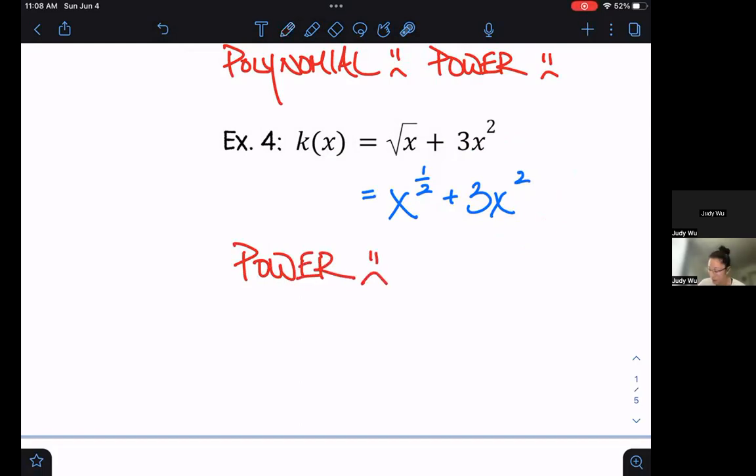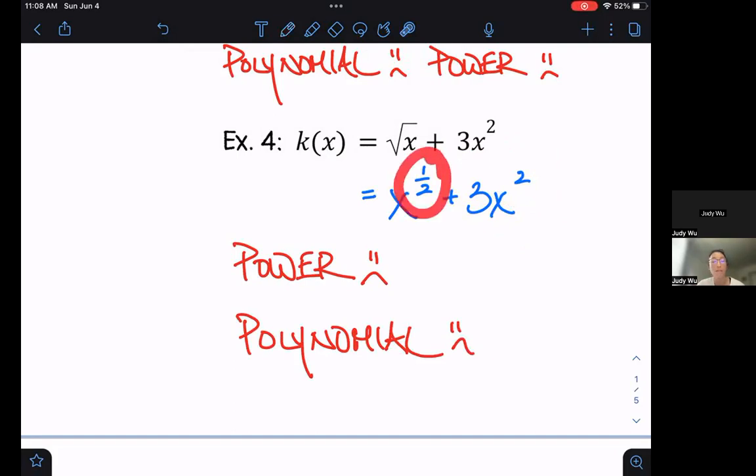Is it a polynomial? Well, 2 is a non-negative integer, but, oh, shoot, I got a 1/2. That is not an integer. So this is also neither a power function or a polynomial, all right? Now, if I change this 1/2 to be a 5 or an 8, then it would be okay. It would be a polynomial, all right? But as soon as I see the fraction, no go on the polynomial.